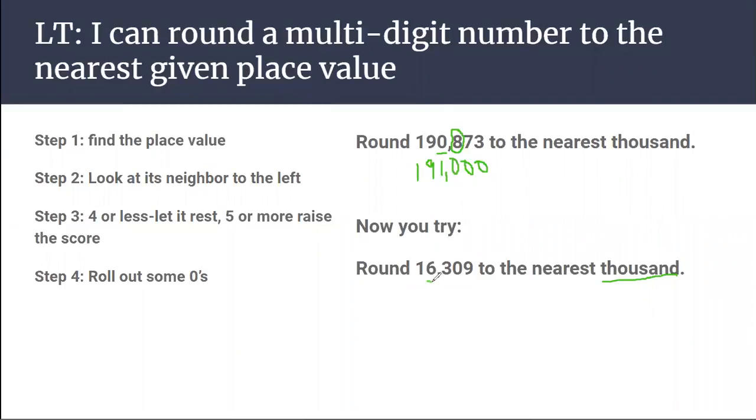So that's step 1, find my place value. Step 2, circle its neighbor. Step 3, 4 or less, 5 or more. Well, it's 4 or less, right? Because it's a 3. So that means I need to let it rest. So my 6 stays the same. I'm going to drop my 1. Step 4, what am I doing? Rolling out those zeros. Boom. That's my answer.